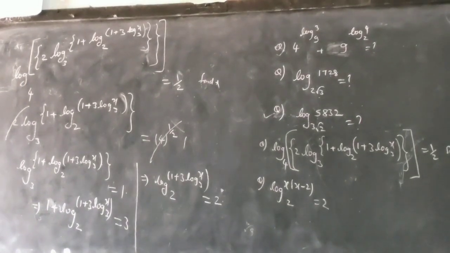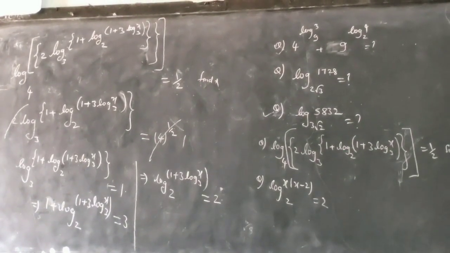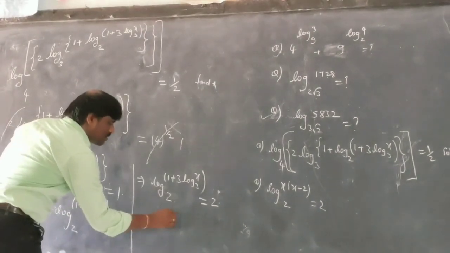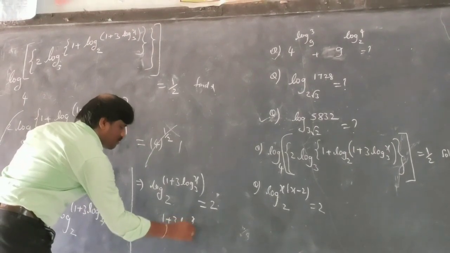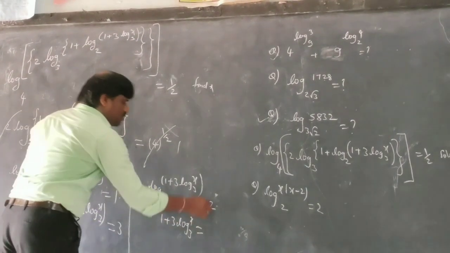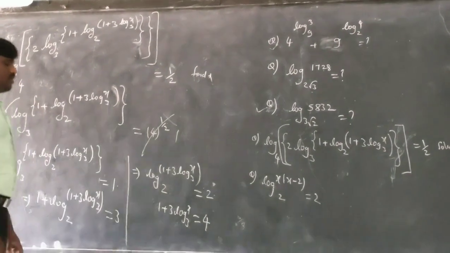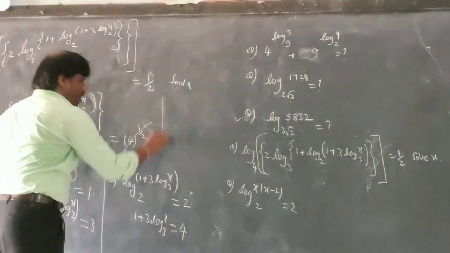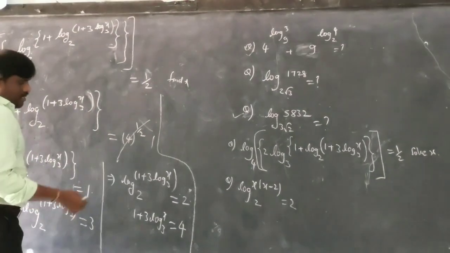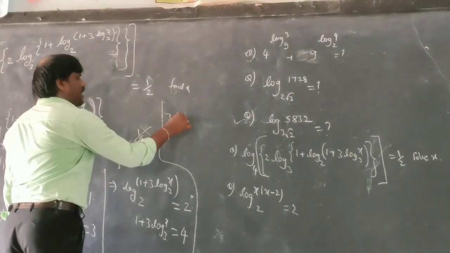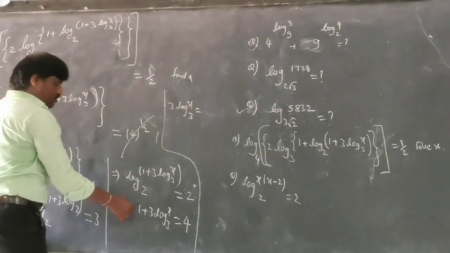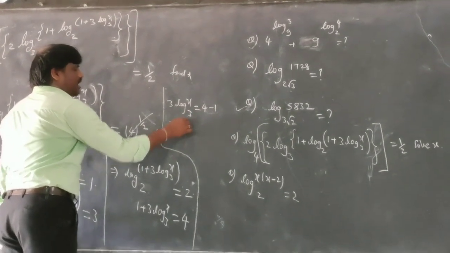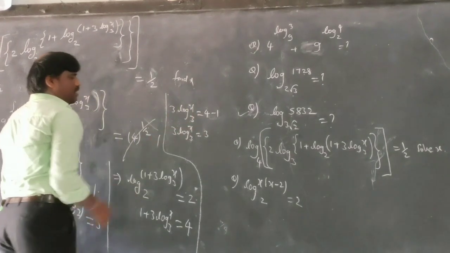Okay, well, it becomes very simple. Now again the logarithm form is there, I will convert into exponential form. So what I get here, 1 plus 3 log x with the base 3 is equal to 2 square, that is 4. So converted into exponential form, hope you understand what I have done here. Let's see the next steps. It's the beauty of mathematics. 3 log x with base 3 is equal to, if you send 1 that side, 4 minus 1. That is 3 log x with base 3 is equal to 3.